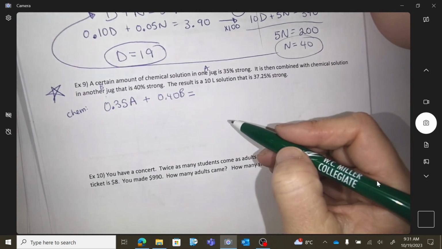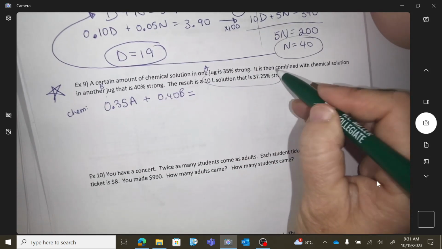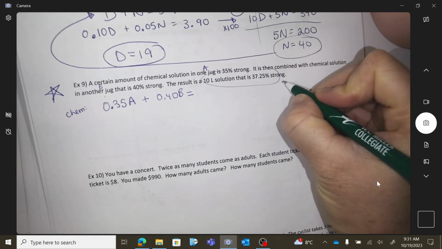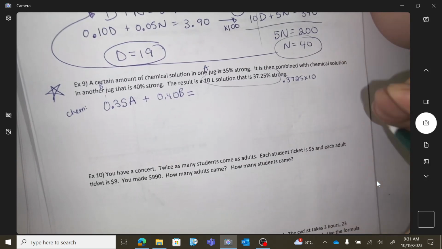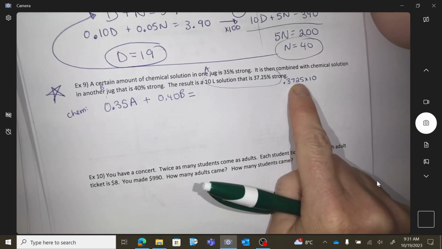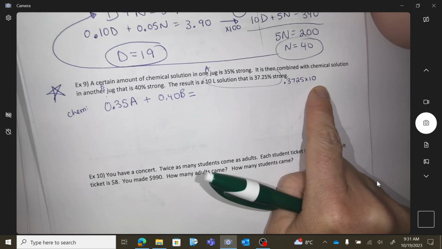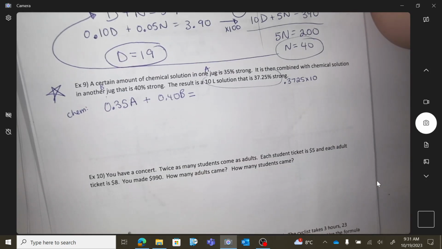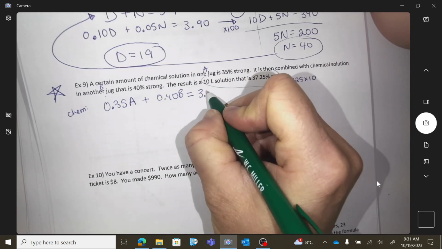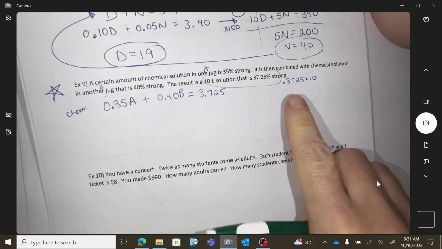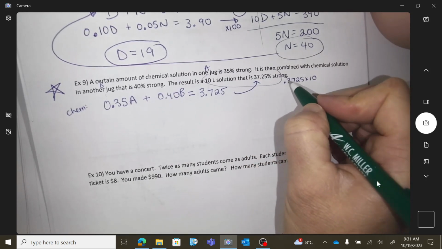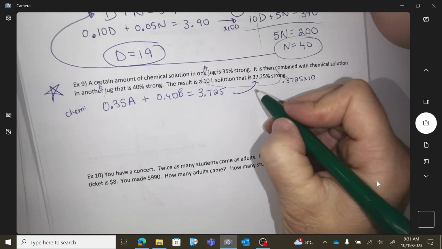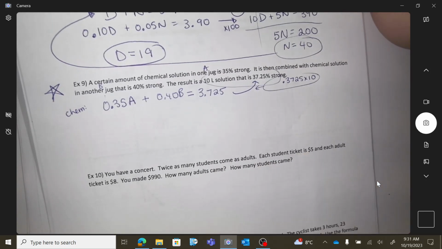How much chemical was in the end? So we can do this on the side here somewhere. This percent of the 10-liter jug at the end is chemical. So what would that be? 3.725. Okay, so that's what I was doing there. I was figuring out that's how much chemical.